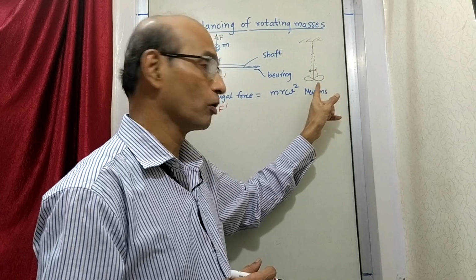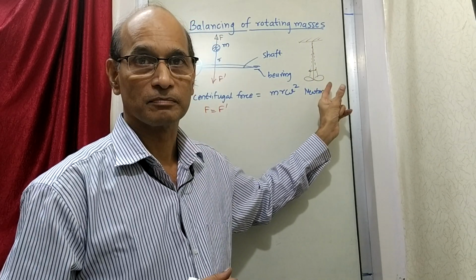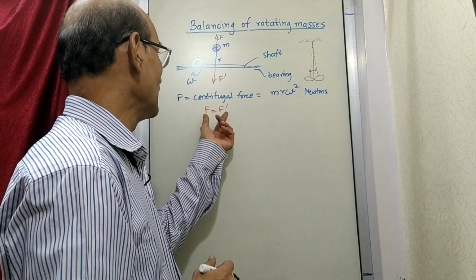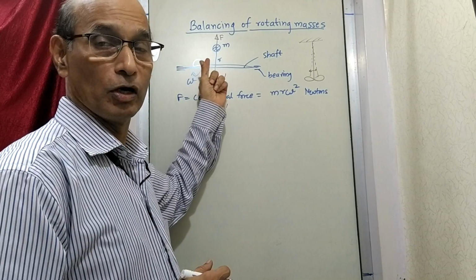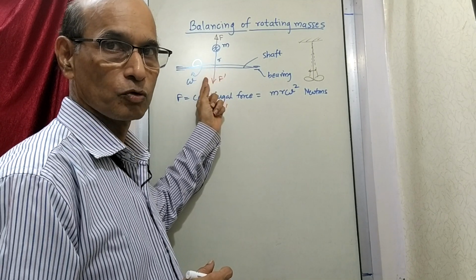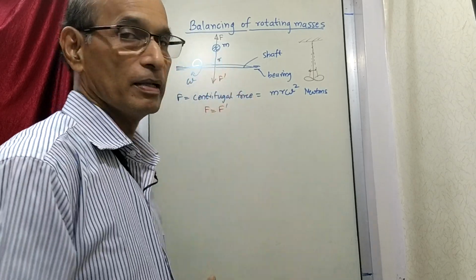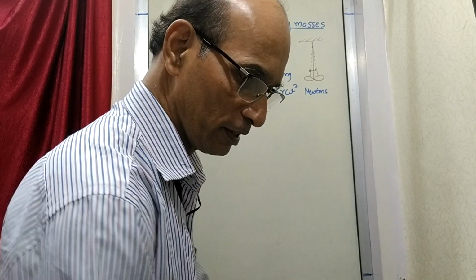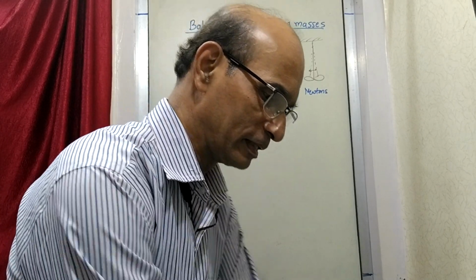So this is an example of unbalanced rotating mass, which you might see anywhere. So we have seen that we have to apply equal and opposite force so that the net result is zero and the balancing is done. Now how to do that? That is precisely what we are going to learn in this chapter by taking different types.